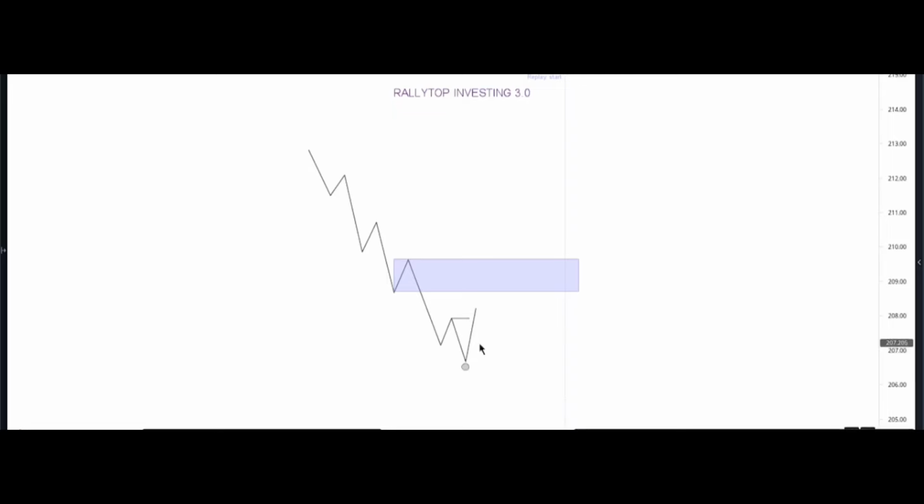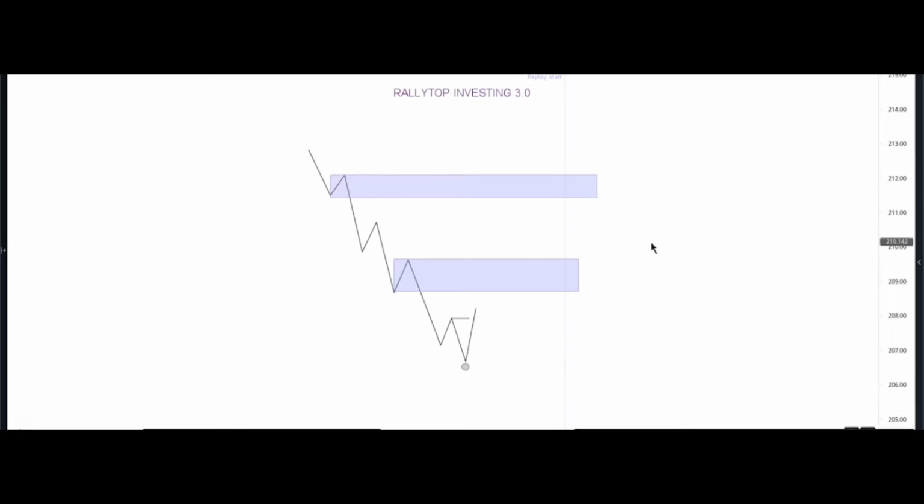Now, after inducement, there are only two areas of interest that work within your trading range. Where is your trading range? This is your range high. This is your range low. All of this area is your trading range. This is the number one area of interest after price has taken out inducement. This is known as the decisional area of interest. And after that, you have this extreme area of interest.